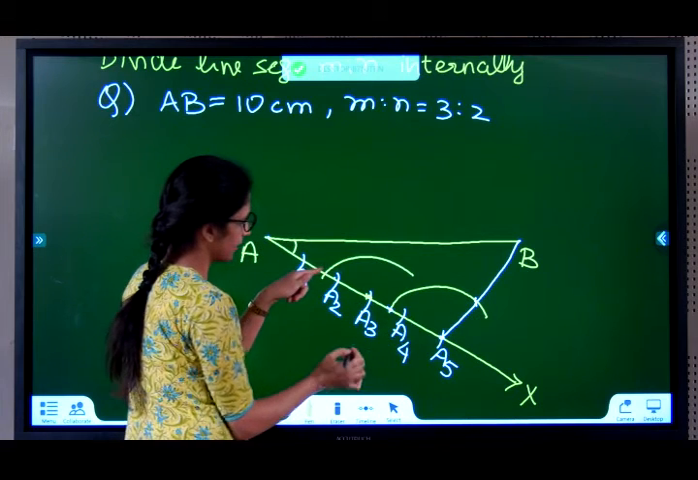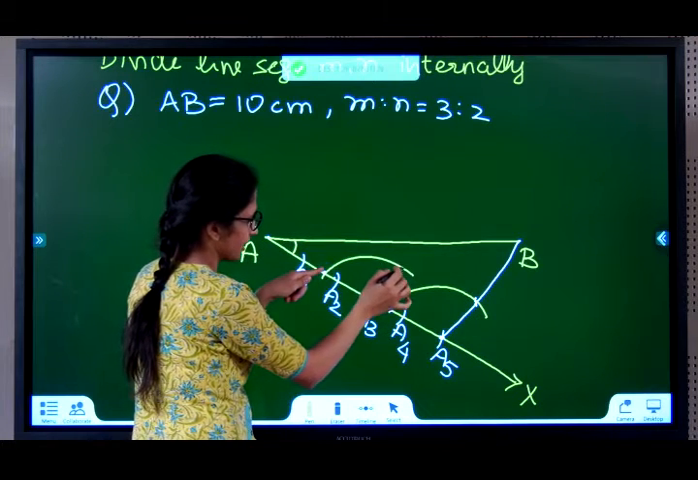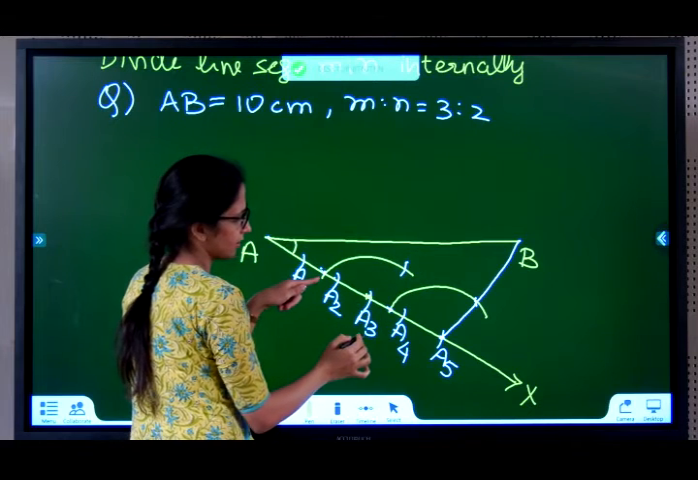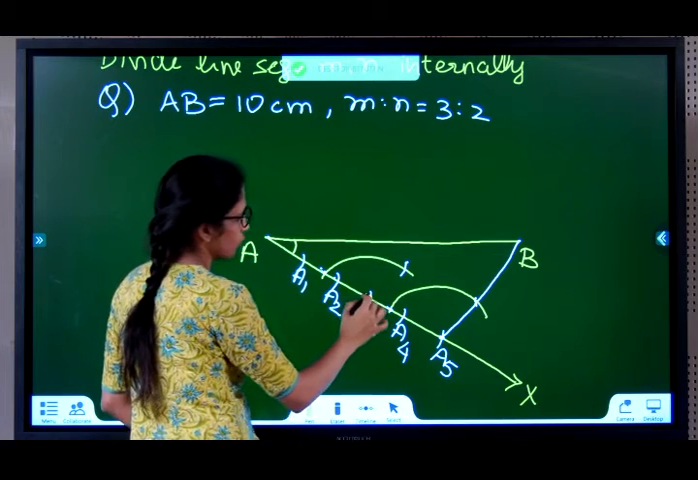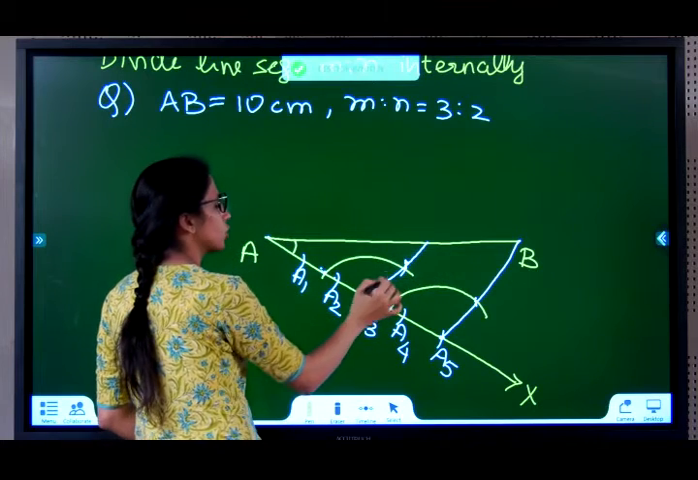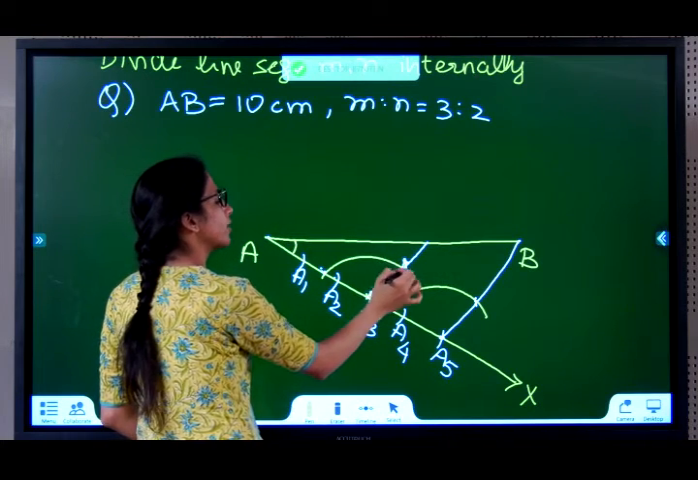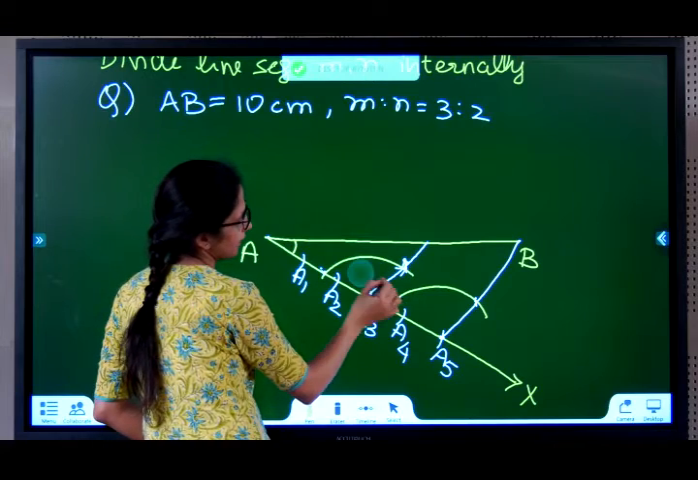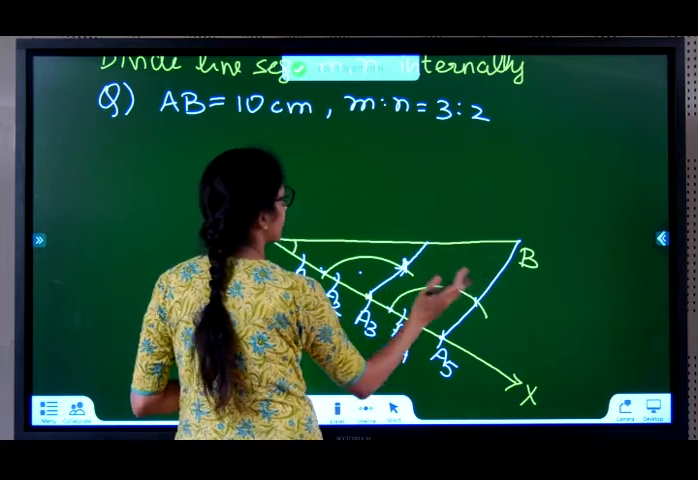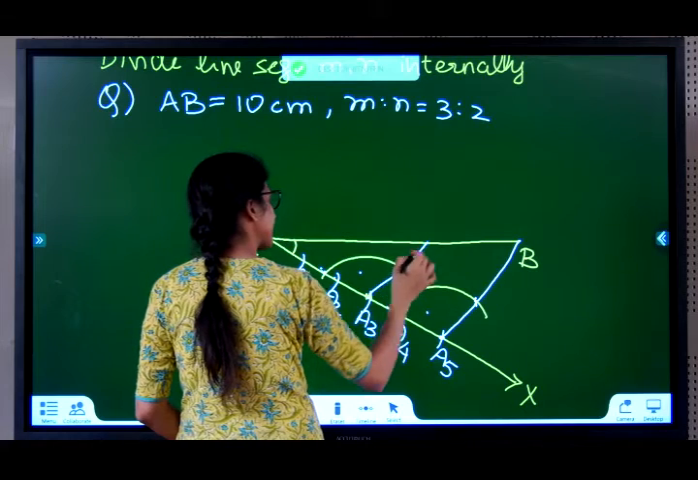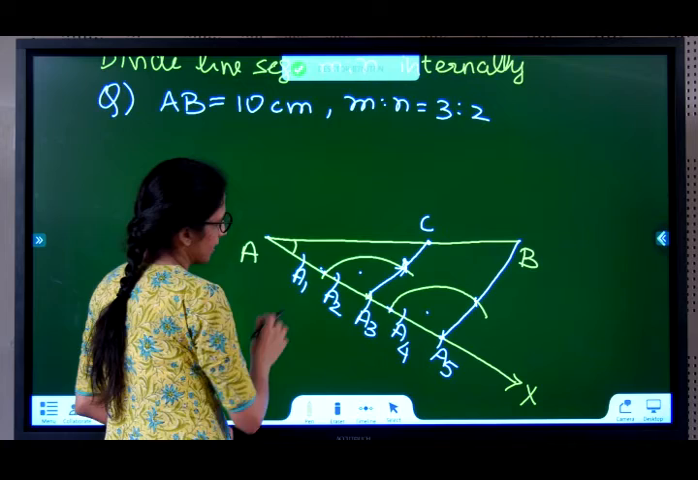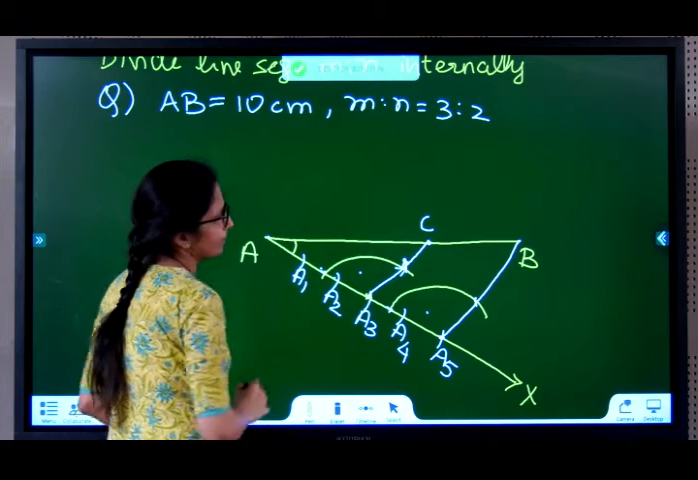This is your new point here. With the same radius, what will we do? We will cut an arc here. Then join A3 to that point. Join the center to the point of intersection. So basically we constructed these two same angles. Because these two angles became same, these two lines are now parallel. Let this line intersect AB at C.